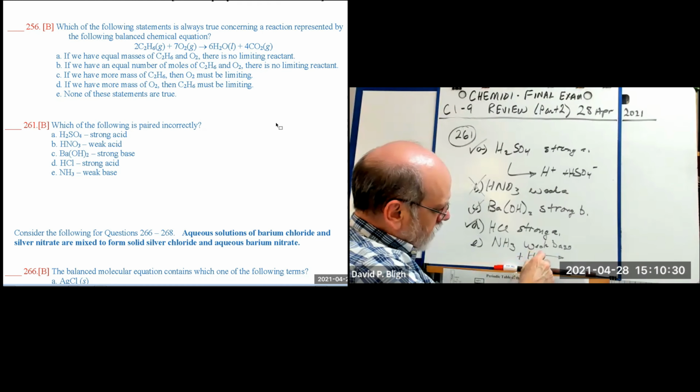Let's go back. The orange balloon is filled with neon. And the blue balloon is filled with argon. Which of the following represents the mass ratio of neon to argon? So it should be the mass of neon in ratio to the mass of argon. Like that.